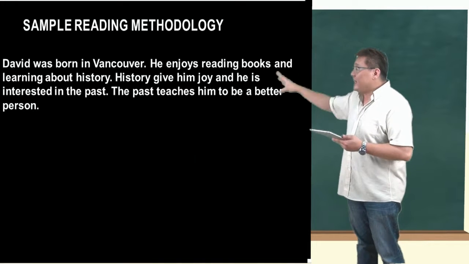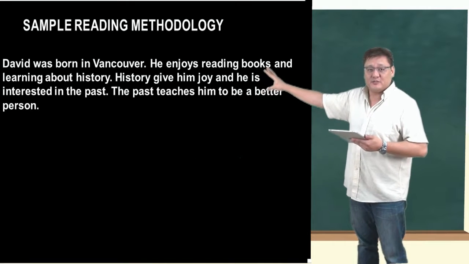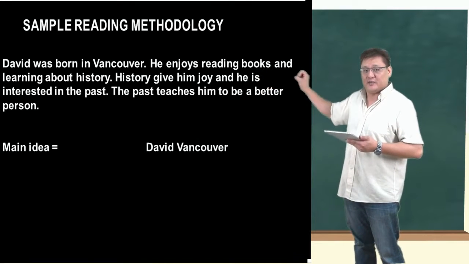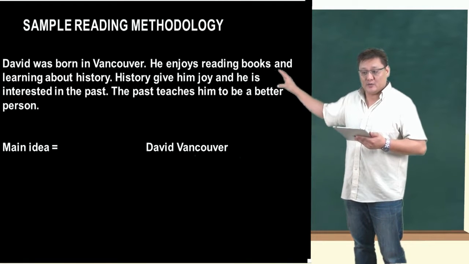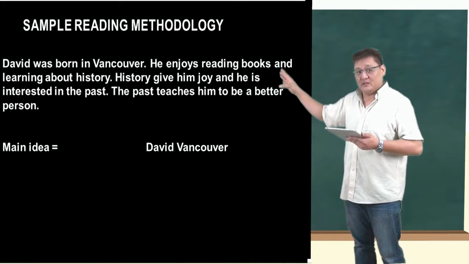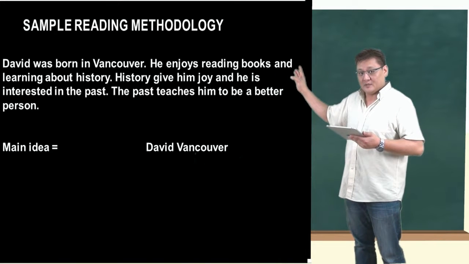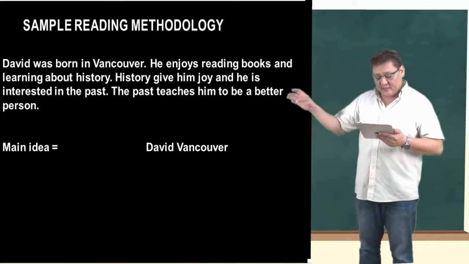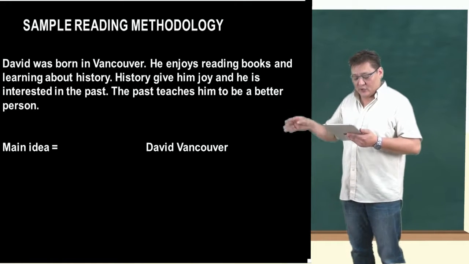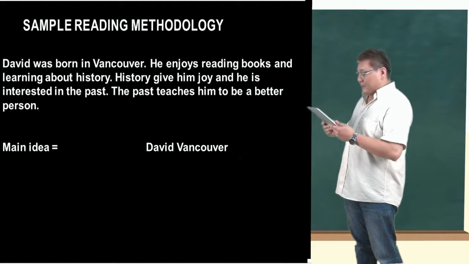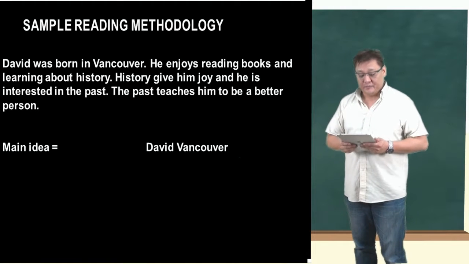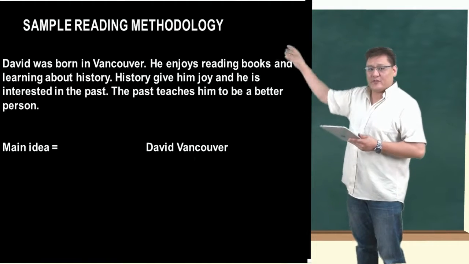So, main idea has to be David, the subject, and the reason behind it. That has to be the main idea. So we put it together, what is it? David equals Vancouver. Okay? Now after that, the next sentence over says here, he enjoys reading books and learning about history. Right? So, what about David from Vancouver?